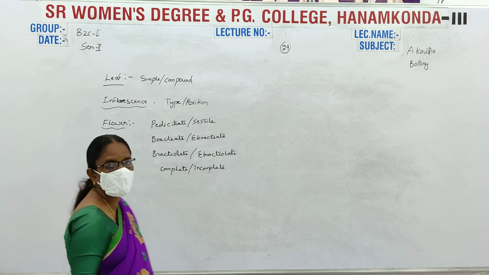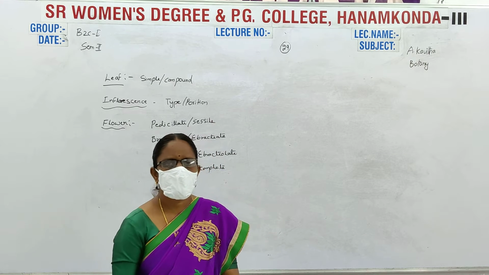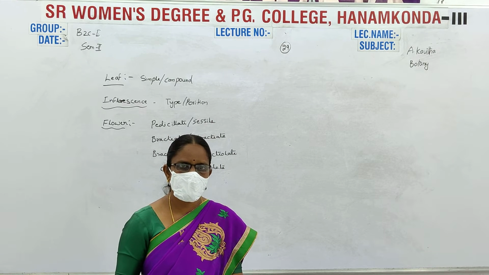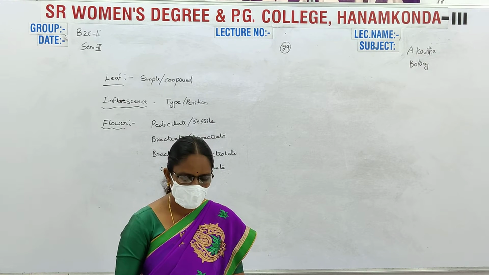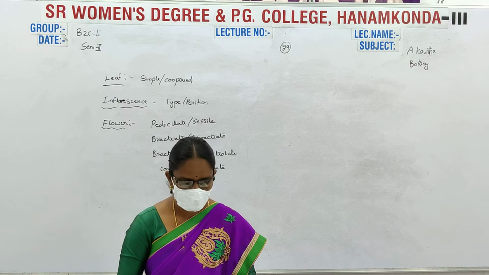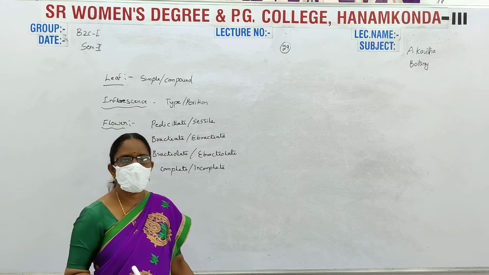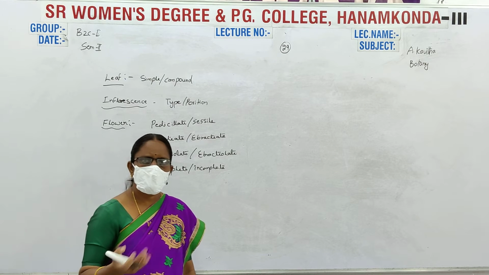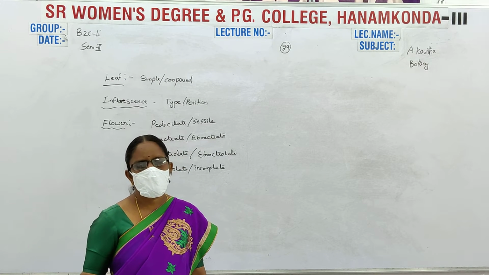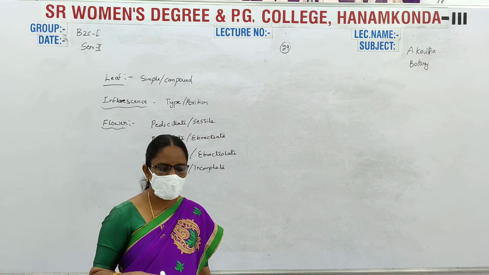Complete flower or incomplete flower. Complete flower means all parts are present in the flower. For example, calyx, corolla, androecium, and gynoecium are all present in the flower. That is a complete flower. Sometimes the calyx is absent, or sometimes the stamens are absent.